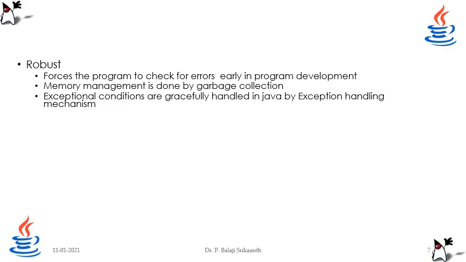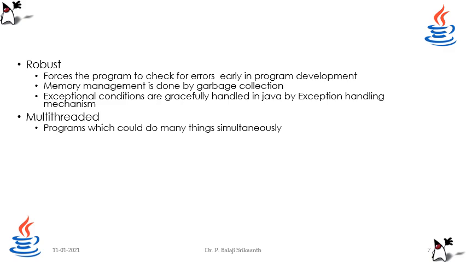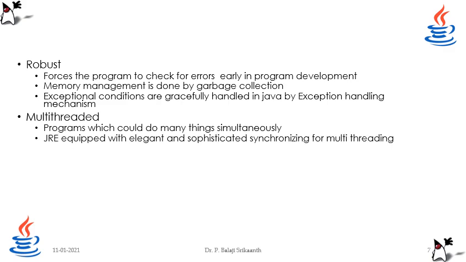Exception handling mechanism. A corrupt program sometimes might not execute properly in some extraordinary or exceptional situations. When Java programs encounter such a situation, they handle the situation gracefully by the exception handling mechanism. Java programs are multi-threaded. That is, programs could do many things simultaneously. This is because the Java runtime environment is equipped with an elegant and sophisticated synchronization facility which supports a multi-threaded environment.